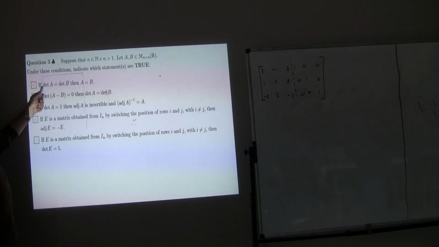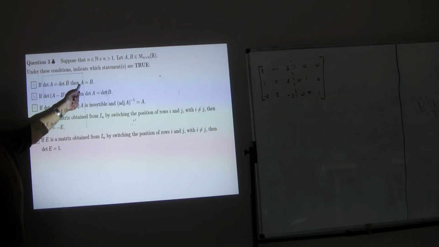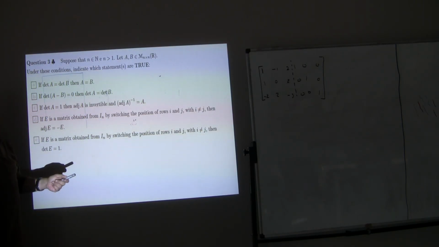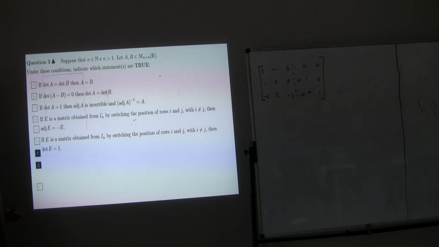If determinant A equals determinant B, then must A equal B? Do you think this is right? It is not about speculation; it is already within the matrices and within the evaluation of this value. So this statement is not correct.